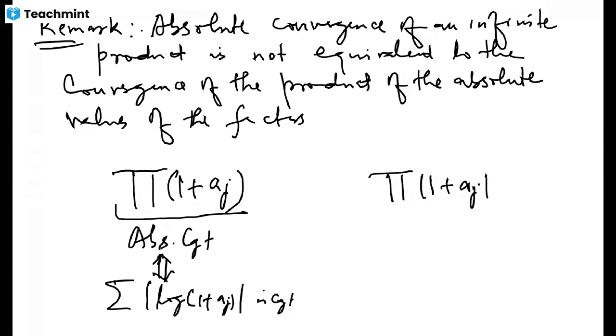प्रोडक्ट की absolute convergence इससे नहीं फॉलो हो जाती कि आपके पास mod लेकर अगर आपकी product convergent है, that doesn't mean that your product is absolutely convergent. So we have to see that if you form the product by taking the mod of the factors, if that product is convergent, that doesn't necessarily imply that your product is absolutely convergent. So we have to consider an example, and let us look at the example.